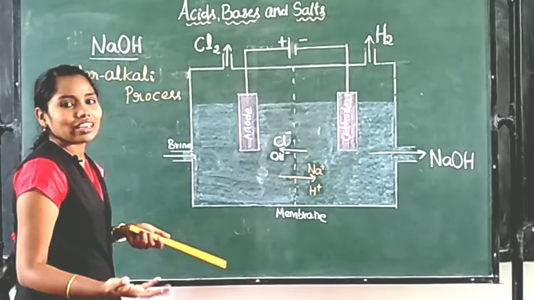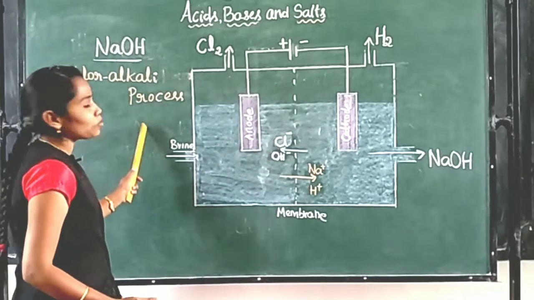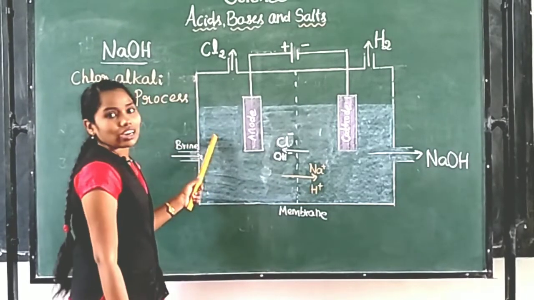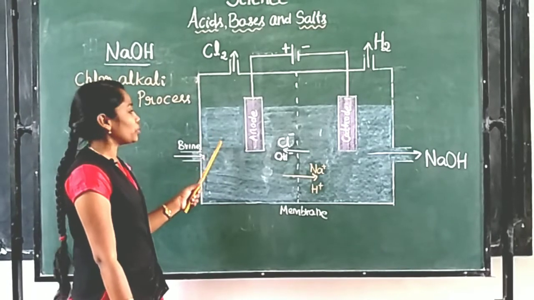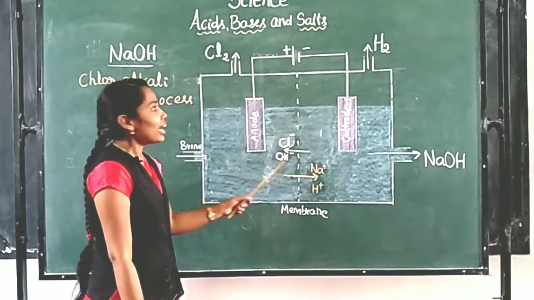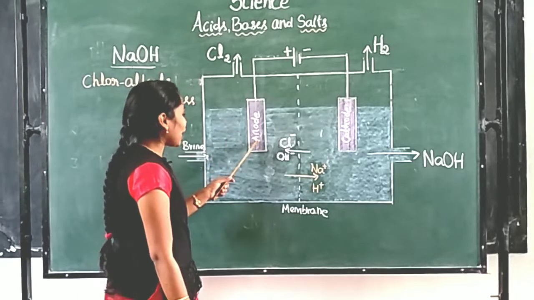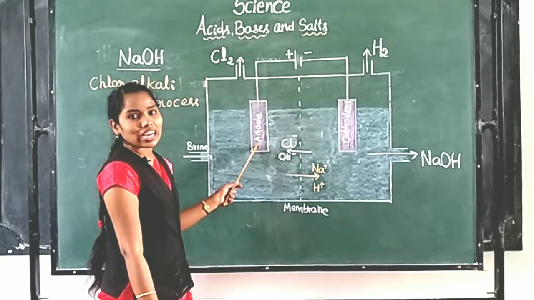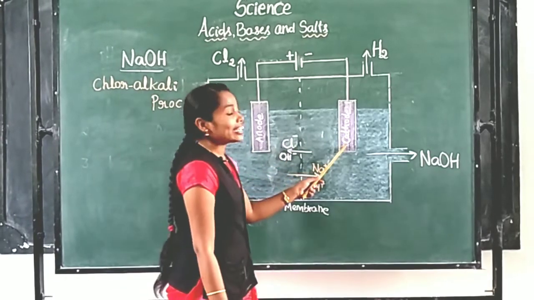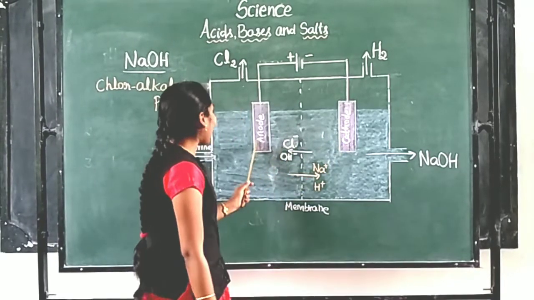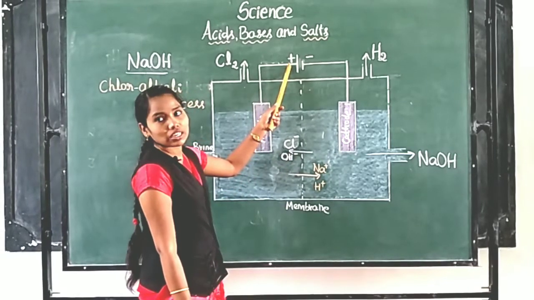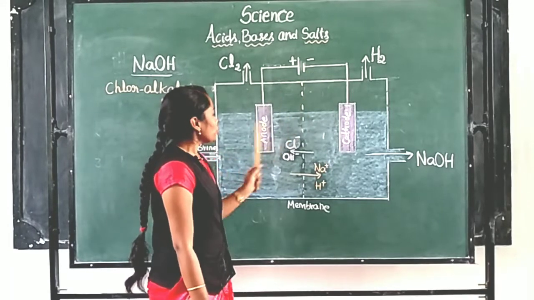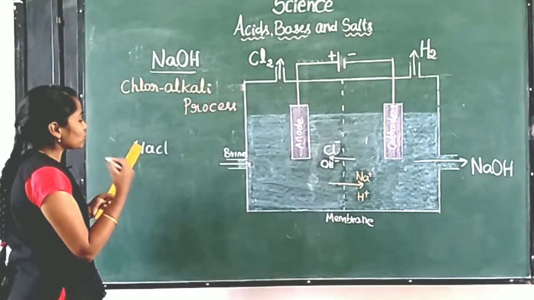So children, why is this process called the chloralkali process? Now we are going to see that. For this, brine, that is aqueous solution of sodium chloride, is taken in a container and it needs 2 electrodes, the anode and the cathode. The anode is always a positively charged electrode and the cathode is a negatively charged electrode. The anode is connected to the positive terminal of the battery and the cathode is connected to the negative terminal of the battery.